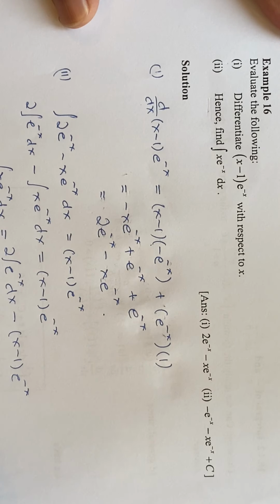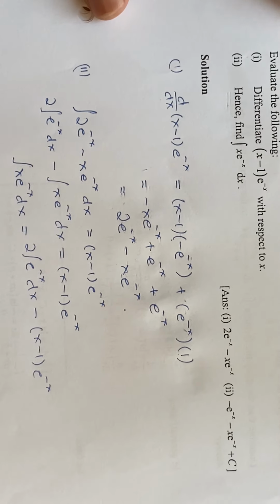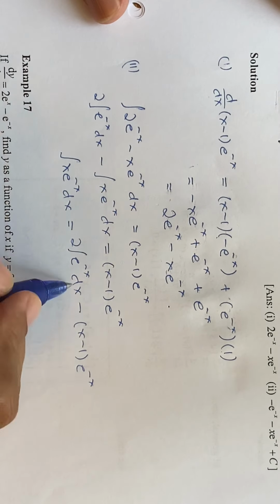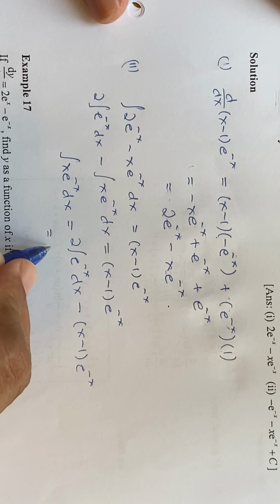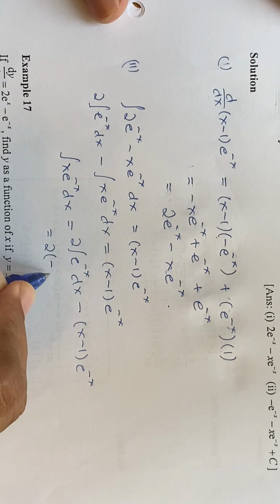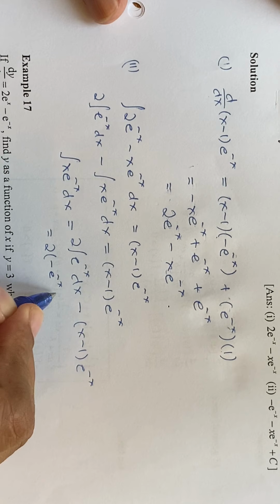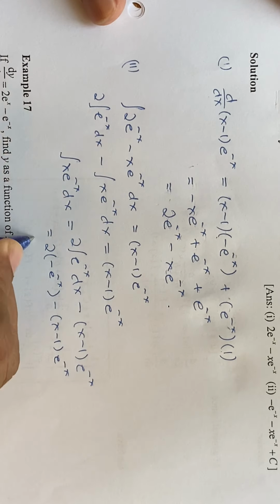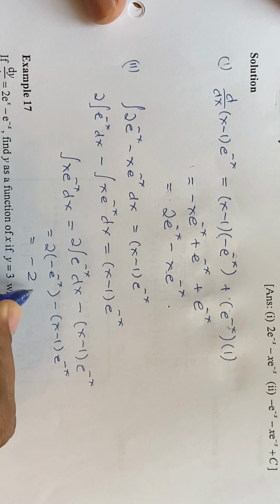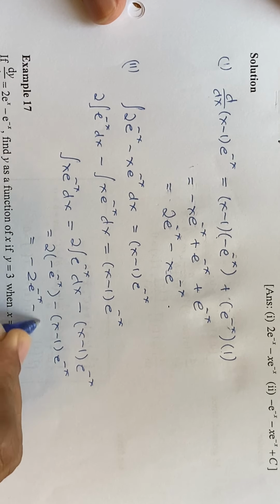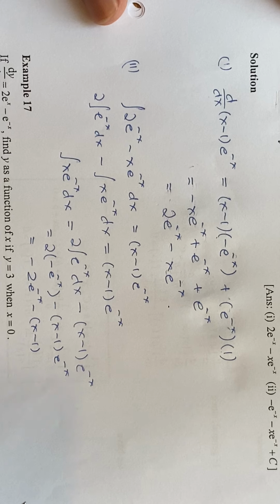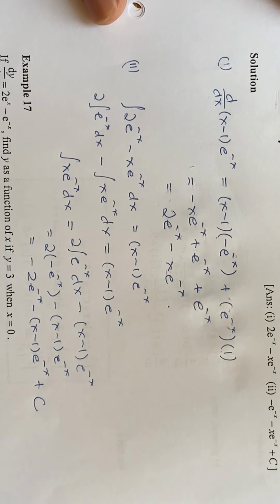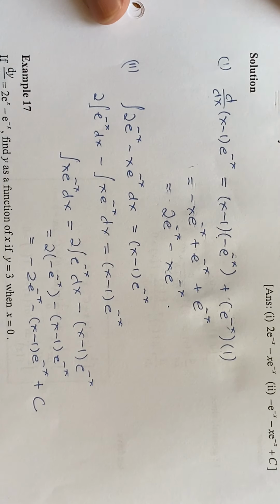Now, please take note that we are only going to put plus c at the very end. So what is this? When we integrate, we're going to have 2 bracket minus e power minus x, and when we simplify, we're going to have minus 2 e power negative x minus x minus 1, e power negative x, and of course the constant plus c.